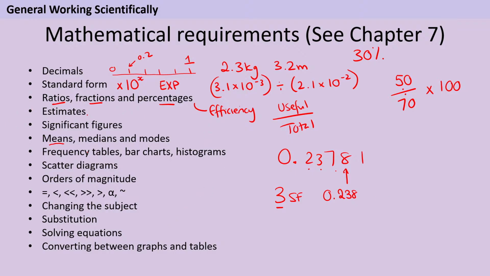Means, add them all up and divide by how many there are. Medians, the middle number, so put them in order, and then pick the middle. Modes, the most common. You're way more likely to get mean than anything else. Frequency tables, bar charts, histograms. So bar charts are for categorical data. If they ask you why a bar chart is not appropriate, it's probably because your data is not categorical. Scatter diagrams for continuous data.